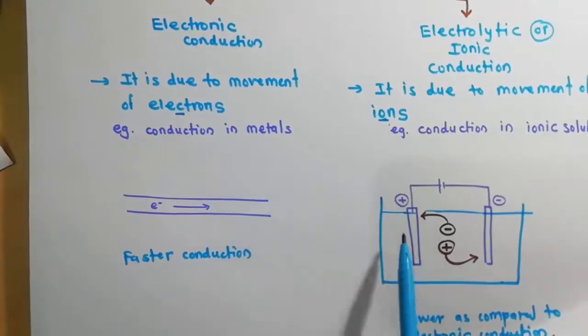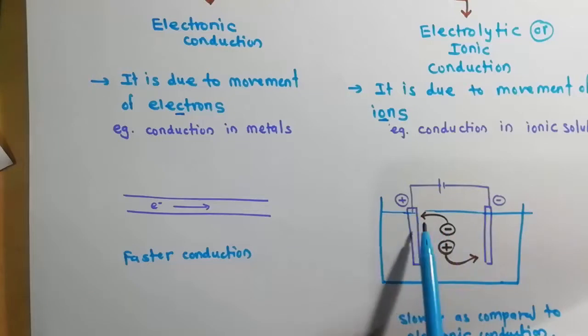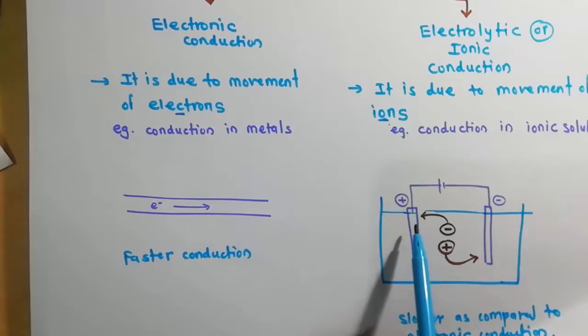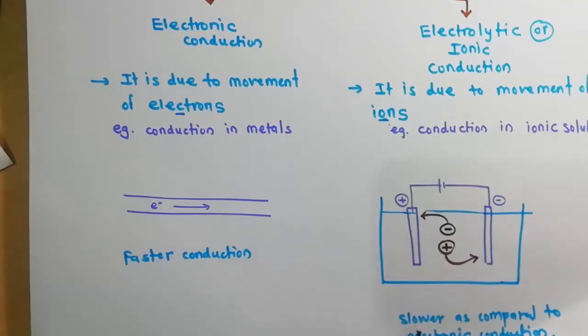What happens in electrolytic conduction? This is the schematic diagram of an electrolytic cell. Here the cation and anion move towards the oppositely charged electrodes, that is, the cation will move towards the cathode and the anion will move towards the positively charged anode, and then they undergo discharge at the respective electrodes and then current is generated. So this electrolytic conduction is slower as compared to electronic conduction.